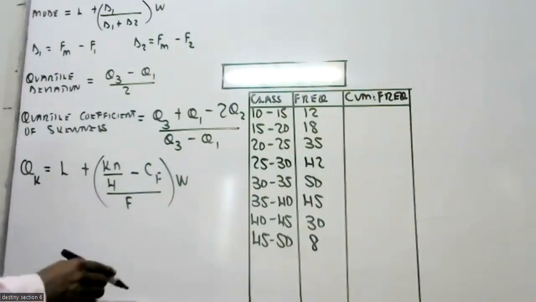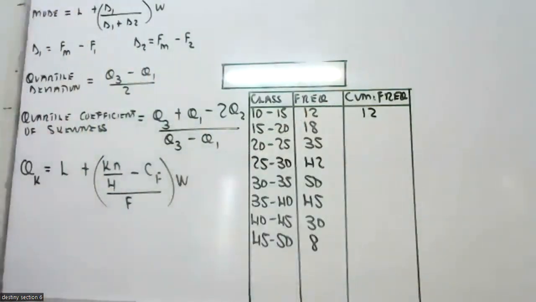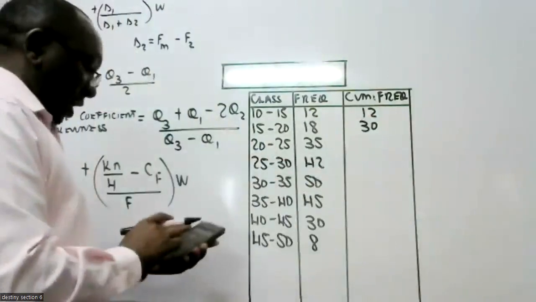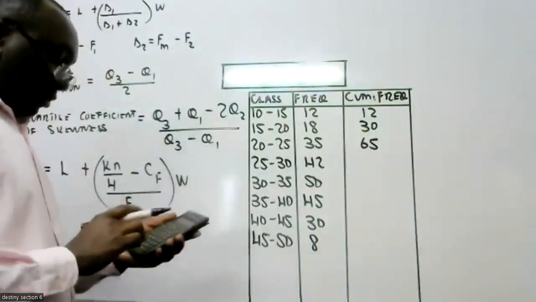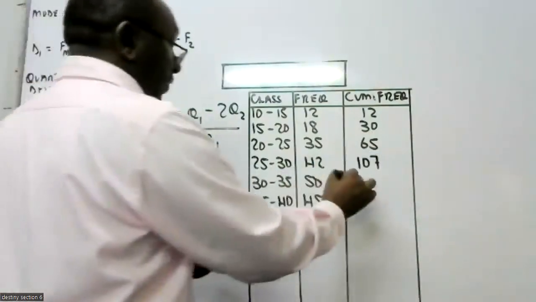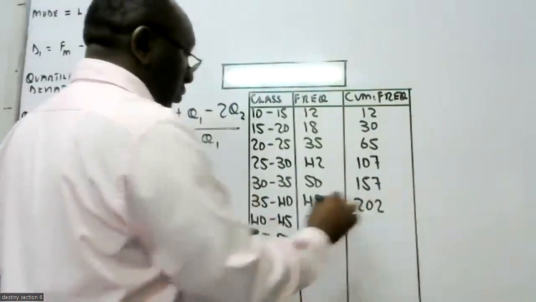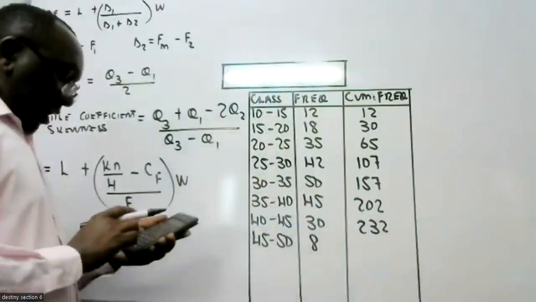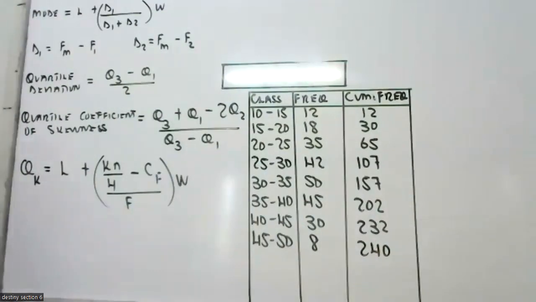Now, we can come here and say cumulative is 12. So 12 plus 18, that gives us 30. Then if you say 30 plus 35, that gives you 65. You add 42, you get 107. You add 50, you get 157. You add 45, you get 202. You add 30, you get 232. You add 8, you get 240. Those are the cumulative frequencies.